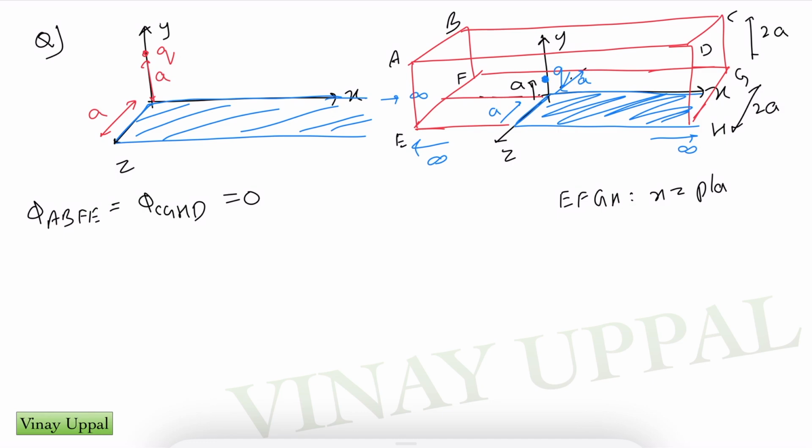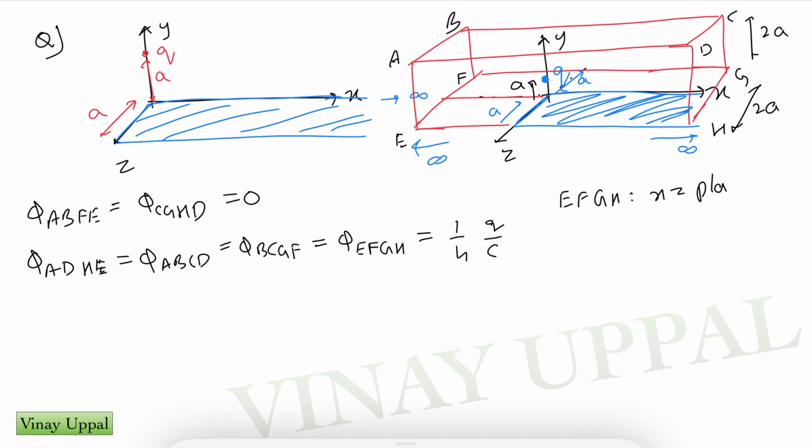And the other four surfaces of this big cuboid, they are all symmetrical with respect to the charge. So by that I mean flux through A, D, H, E, flux through A, B, C, D, flux through B, C, G, F, and flux through E, F, G, H. All of these fluxes are equal, and therefore that will be 1/4 of the total flux to the closed surface, which is Q by epsilon. So this will be Q by 4 epsilon naught.